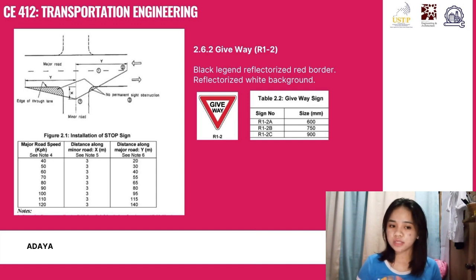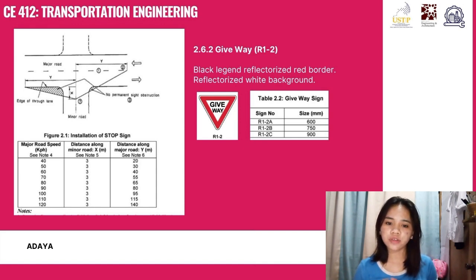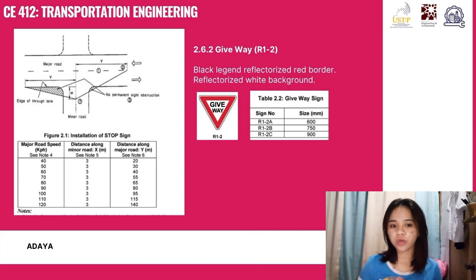For example, as you can see in the table, they need to see 20 meters at 40 km per hour and 140 meters at 120 km per hour. So the stop sign should be placed where the driver has a clear view, and if something is blocking the view, it should be removed instead of just installing the sign. So in 2.6.2, give way, or the R1-2, has a black legend, reflectorized red borders, and a reflectorized white background. As you can see in table 2.2, the give way sign shows the sign number and its specific sizes.